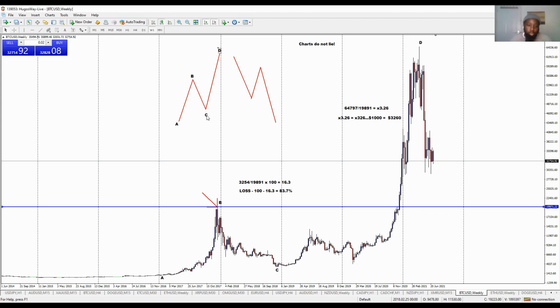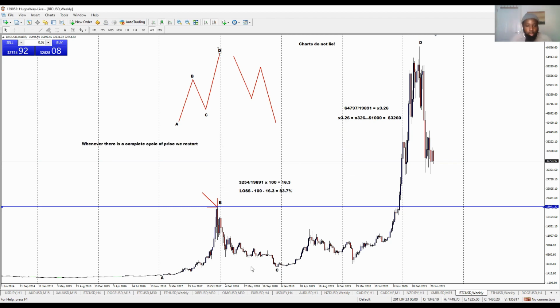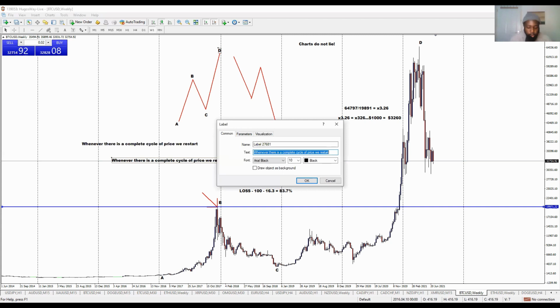Now, what is the second rule here? As a reminder, whenever we have a complete cycle, so A, B, C, and D, I'm going to put this here, whenever there is a complete cycle of price, we restart. So what does restart mean? Very simply, C becomes A. I'm going to put this right here for you guys. So C becomes A, and then our D point becomes our new B.